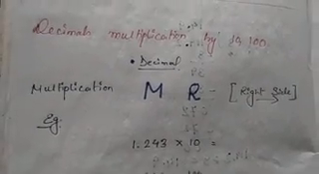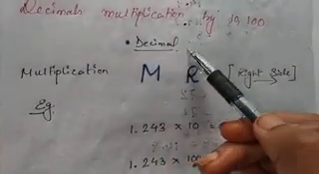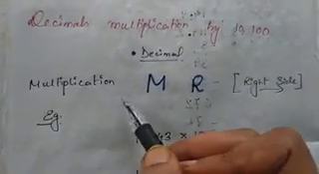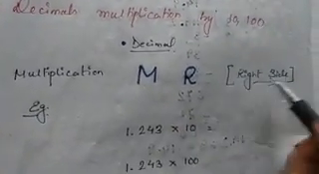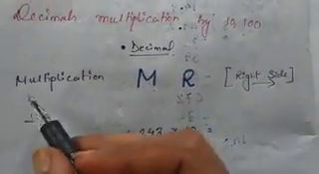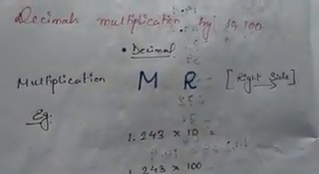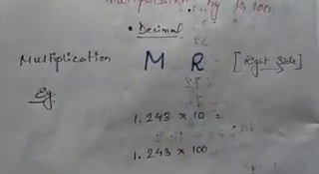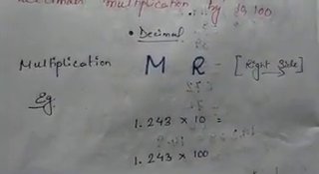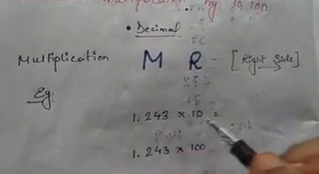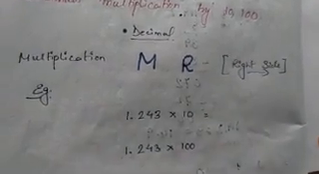Now decimals multiplication by 10 and 100. The point is denoted as decimal, and we'll write M R as a short form: M for multiplication and R for right side. So let's start solving the sums. First let me explain with the help of examples.